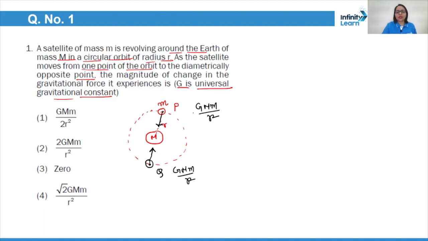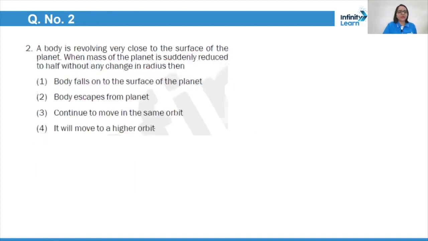So if you take one direction as positive and other direction as negative, let's say initial direction is negative, final direction is positive, then change in force will be GMm divided by r square minus of minus GMm divided by r square. So it will be 2GMm divided by r square. Right? We are dealing with the vector quantities. That is why it is important to specify direction also. So correct answer is option 2, that is 2GMm upon r square.